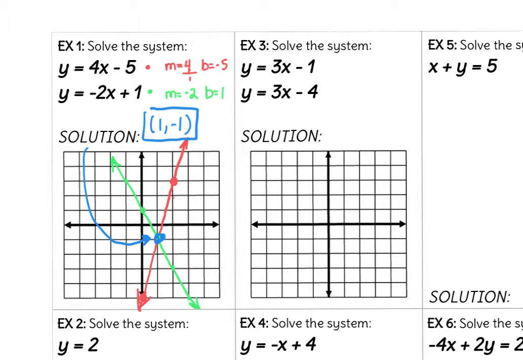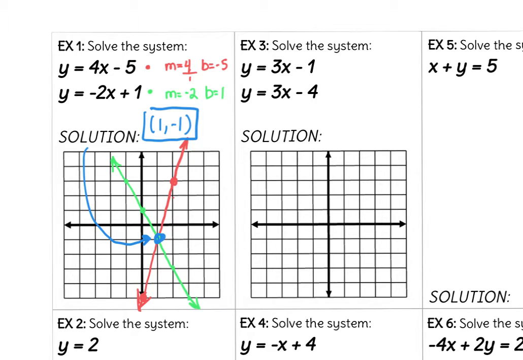What this solution means is that an x value of 1 and a y value of -1 will be true for both equations. If we plugged 1 in for x into both equations, we would get -1 for y in both equations. And that's the only point where that's true. It is the only point that falls on both lines. And so that is our solution to this system of equations.